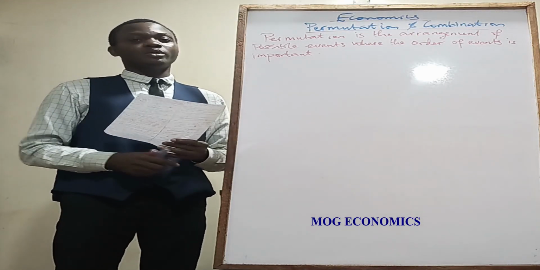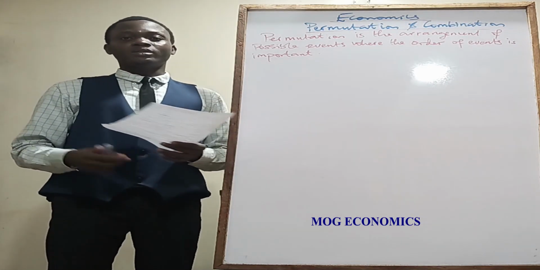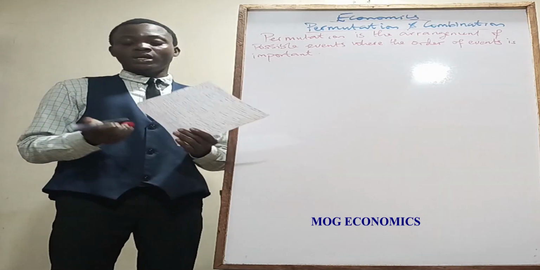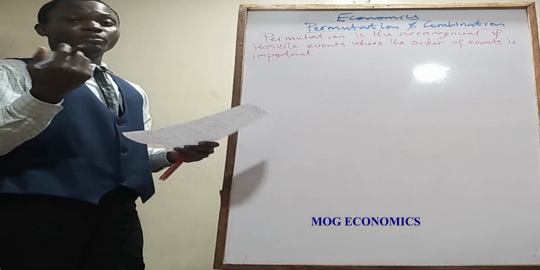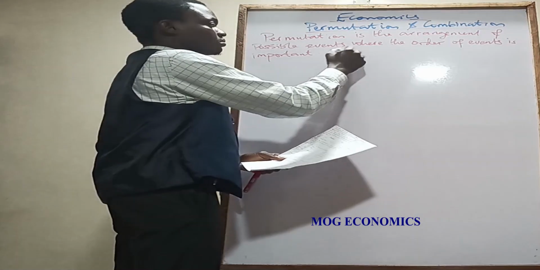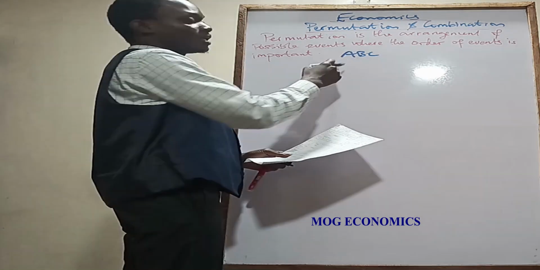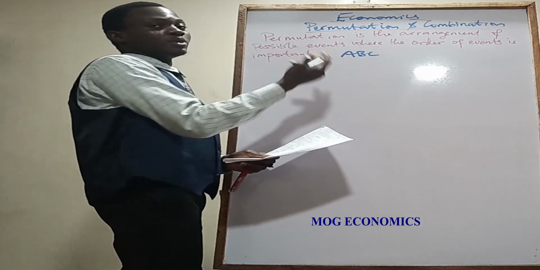Now, what exactly is permutation? Permutation is the arrangement of possible events where each order is distinct, that is, where order is important. I was explaining in the last class that if you have three letters A, B, and C and you want to rearrange them, you look at the possible arrangements of events. So how many arrangements can you have from A, B, and C?